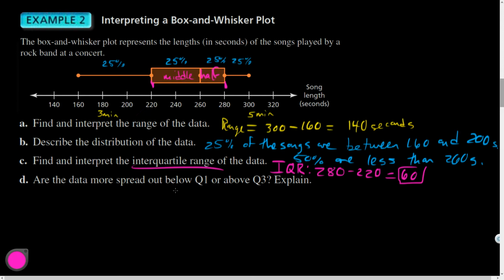And then, are the data more spread out below Q1 or above Q3? So remember, Q1 is not the chunk of space. Q1 is the actual number that is the edge of the box, right? So here's Q1, here's Q3. And the data is more spread out below Q1, I agree, because 25% of the data covers a larger area.